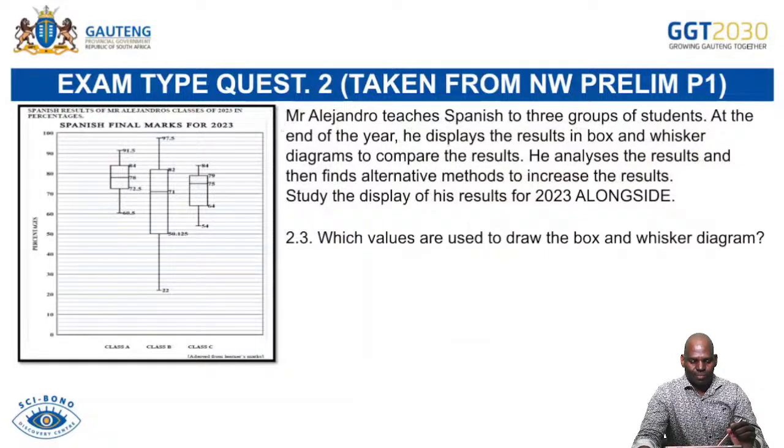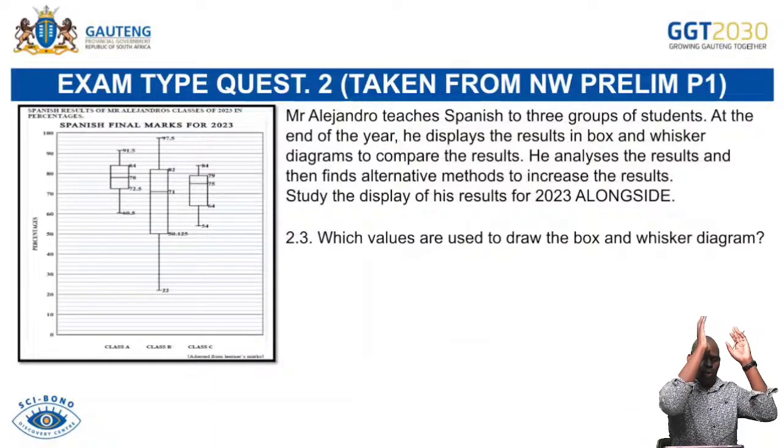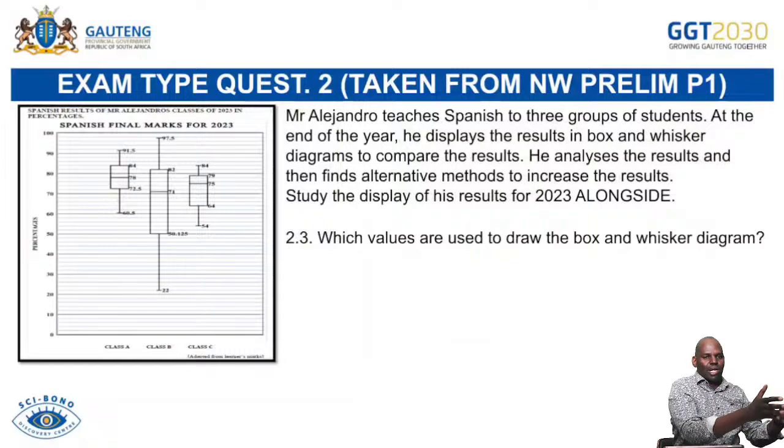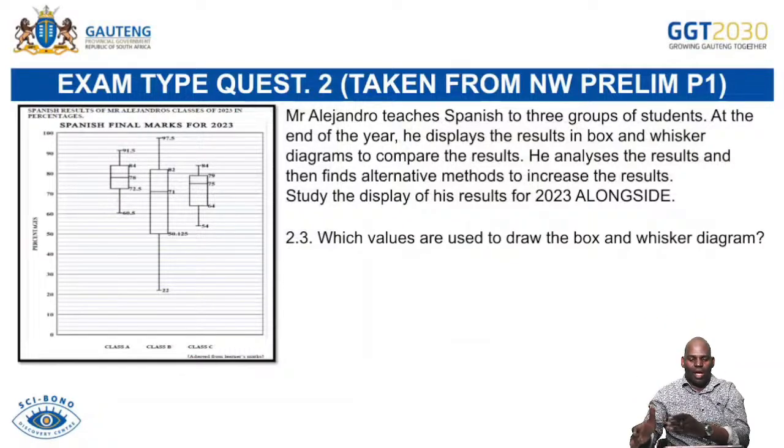Okay, then 2.3, they ask which values are used to draw the box and whisker diagram. Boys and girls, we said you would not be expected to draw a box and whisker diagram, but how many box and whisker diagrams did you do in the classroom? Every time, whatever value is located here, it's a minimum. Whatever value is located here, it's a maximum.